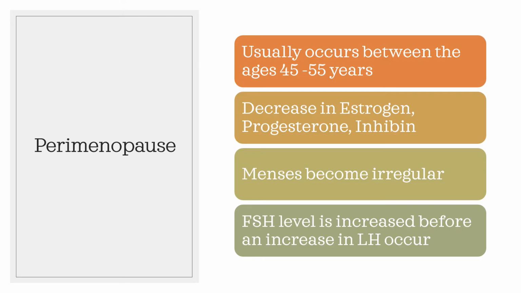Now, a few years before the actual onset of menopause, there may be a phase known as perimenopause. It usually occurs between the ages of 45 to 55 years. At that time, the menses become irregular, there is a decrease in progesterone, estrogen and inhibin, and the FSH level is increased before an increase in LH.